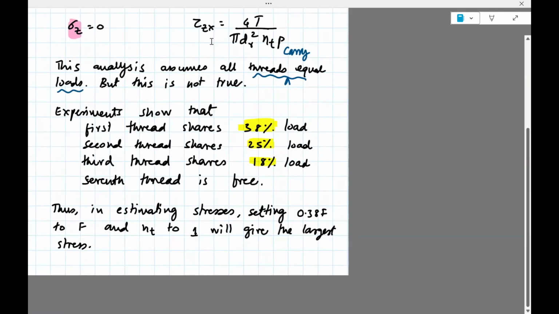So what people do is they just put 0.38F, and then you put NT equals 1. NT equals 1 because remember, NT is the number of threads, but we're only analyzing the first thread, and the first thread is the one which carries 38% of the load.